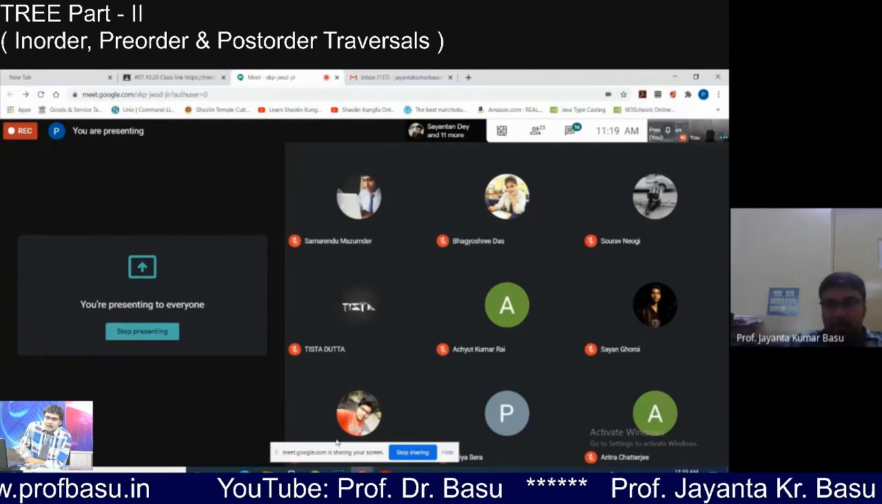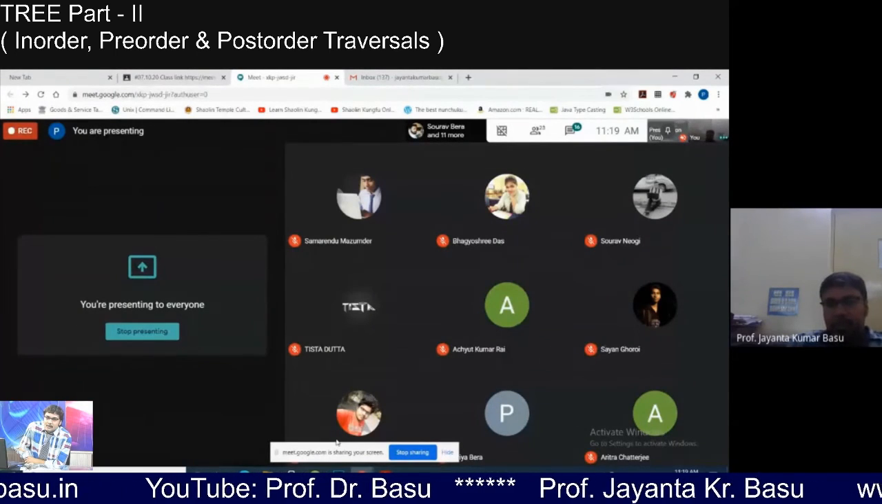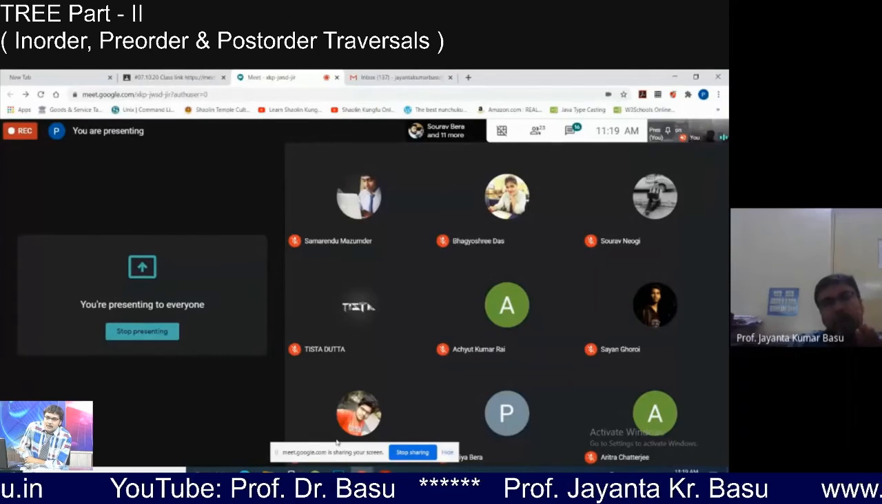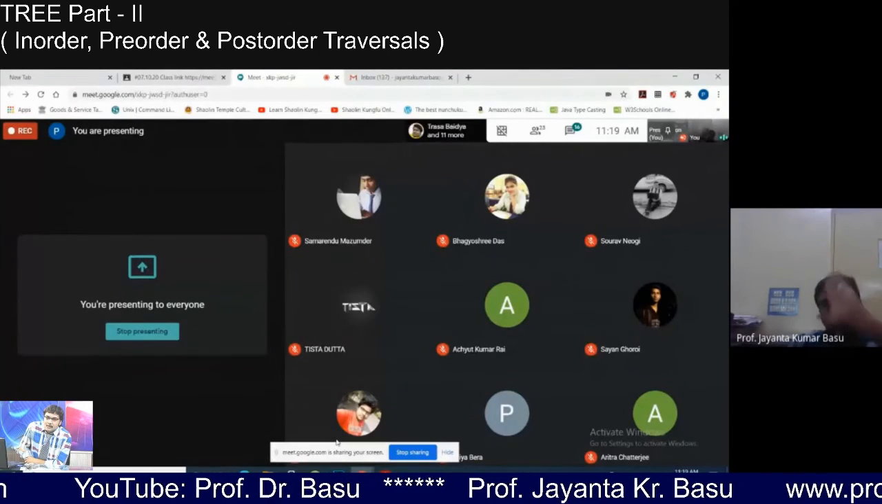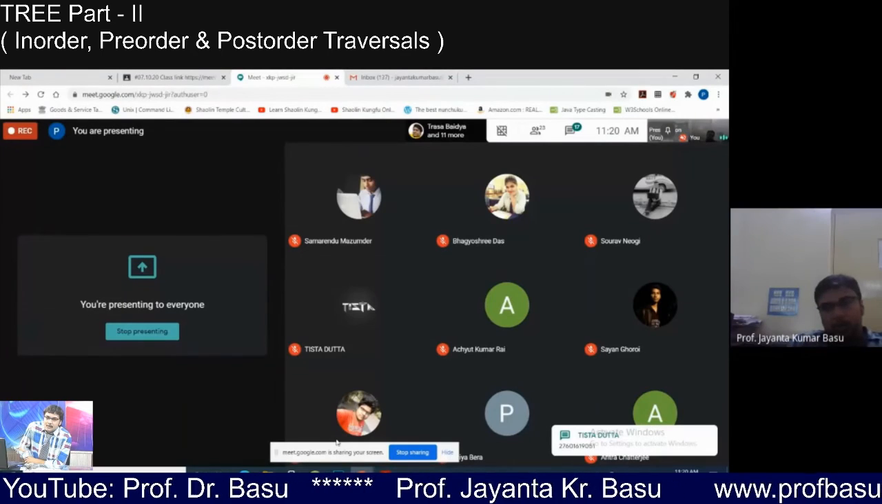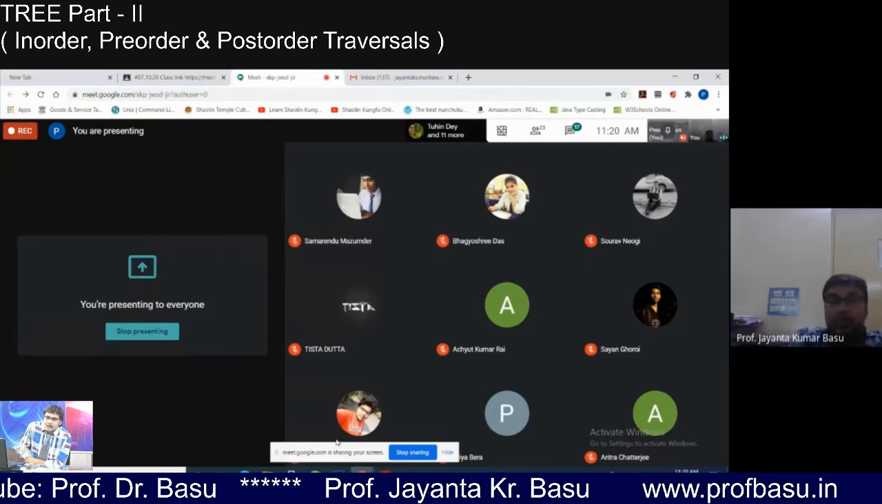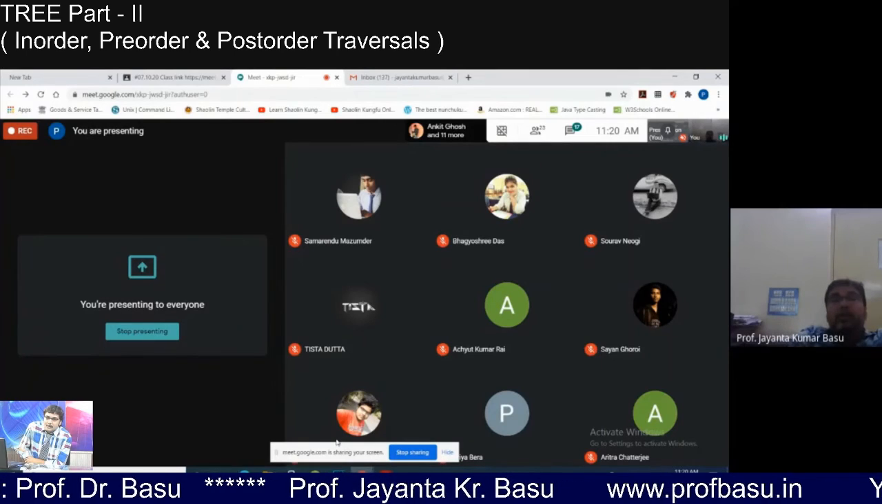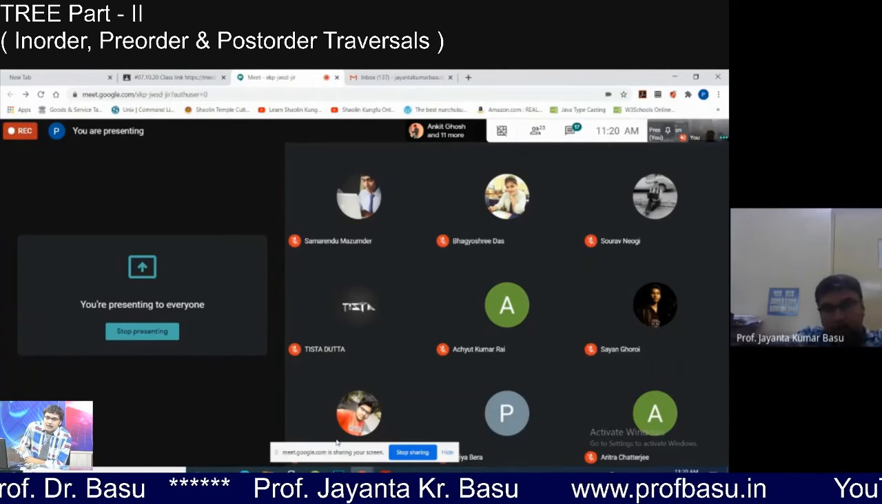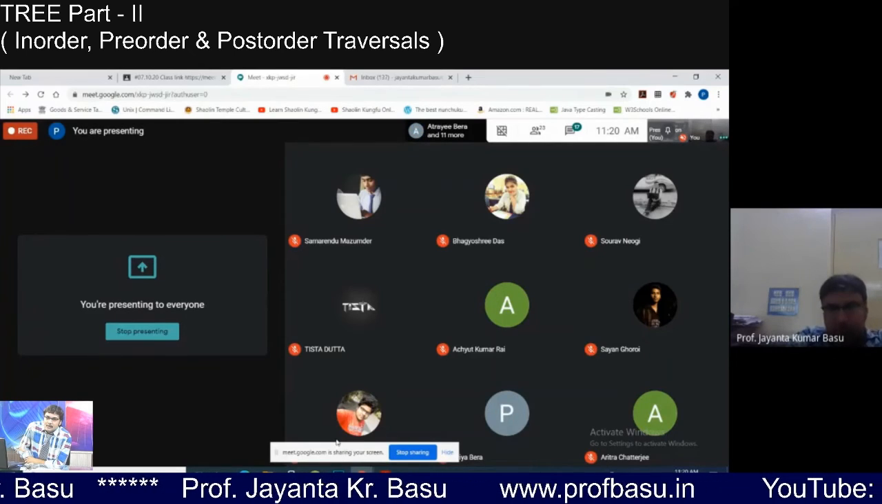We have discussed the in-order traversal. In in-order traversal, the sequence will be left, then root, then right. Left, root, right. Got it? So maintaining this sequence, we are actually traversing a tree in order way. Got it? Any question? Then I will proceed for the second technique.